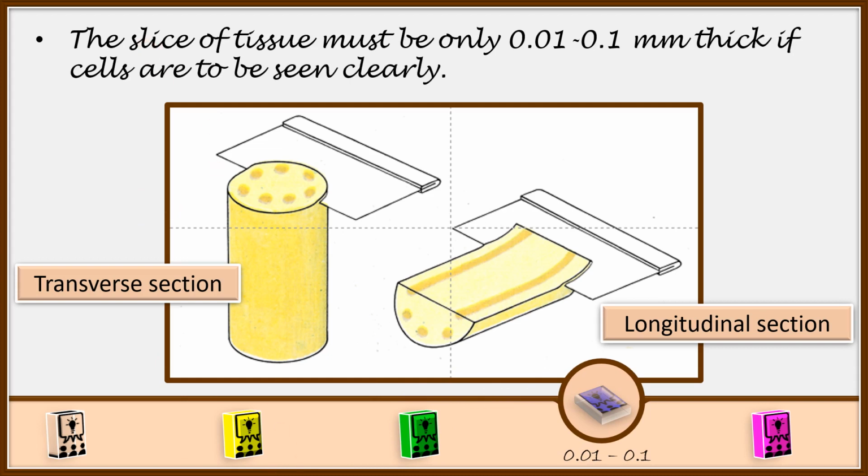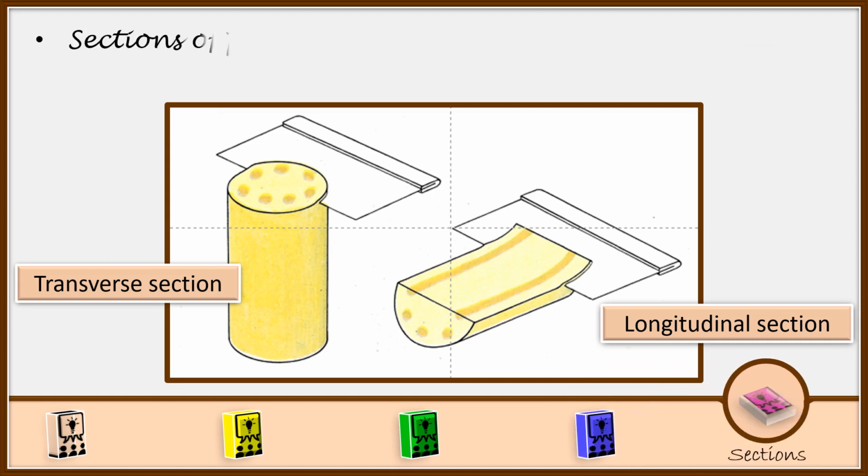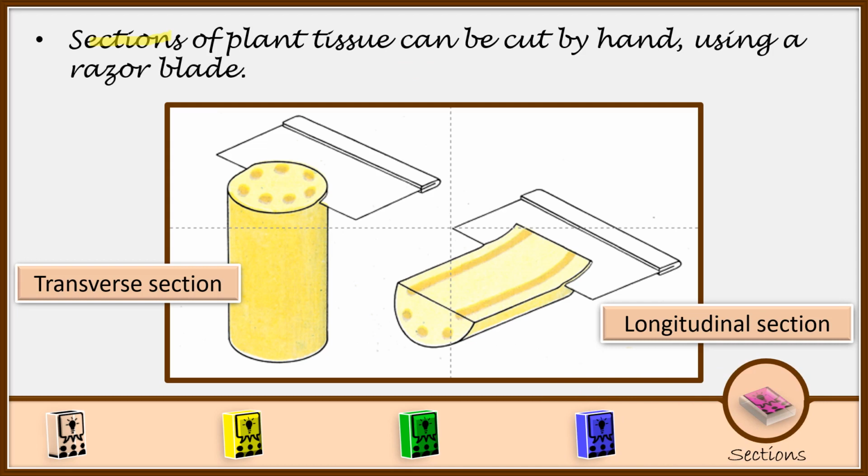The slice of tissue must only be 0.01 to 0.1 millimeters thick if we want to see the cells clearly. The sections of the plant tissue can be cut by hand. We can use a razor blade, like the way we are seeing here. We have our razor blade and we are cutting using the hand.